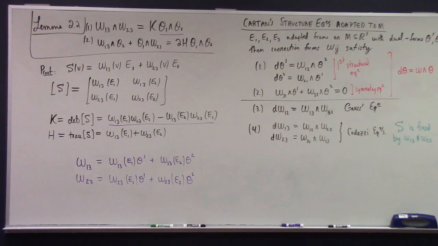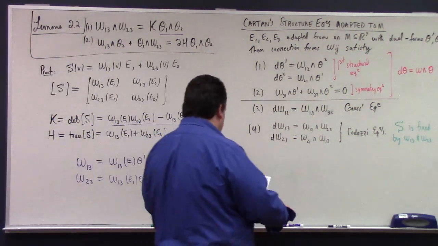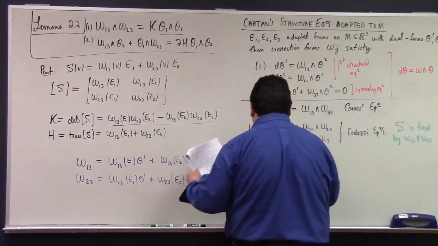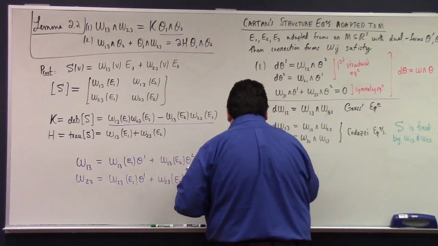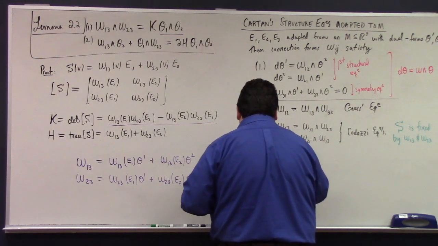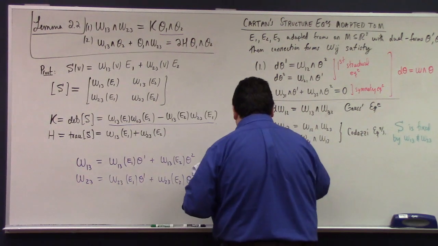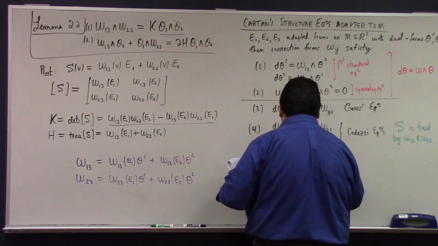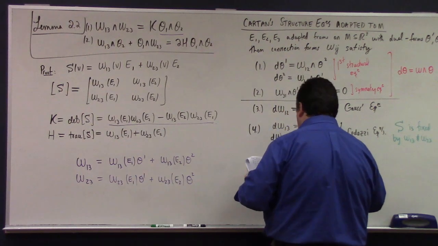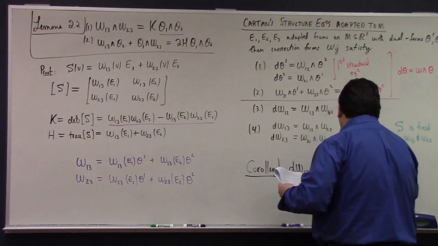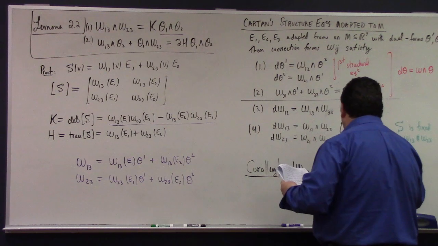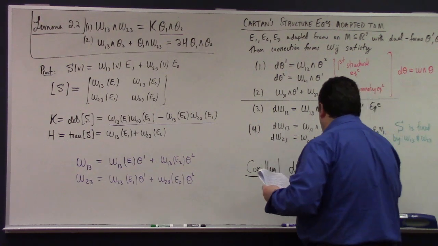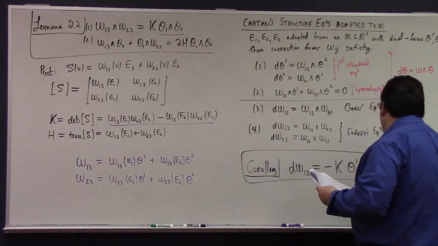Well, corollary. This is a big corollary right here. All caps, I'll allow it. d omega 1,2 is equal to minus the curvature times theta 1 wedge theta 2. This right here is huge.